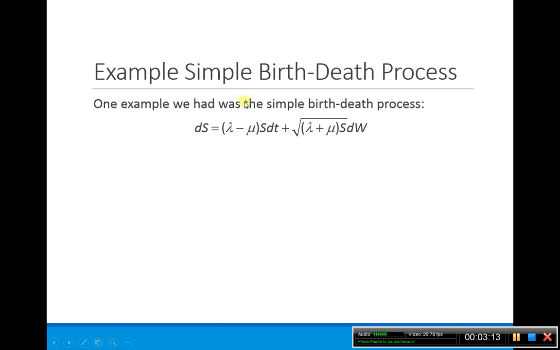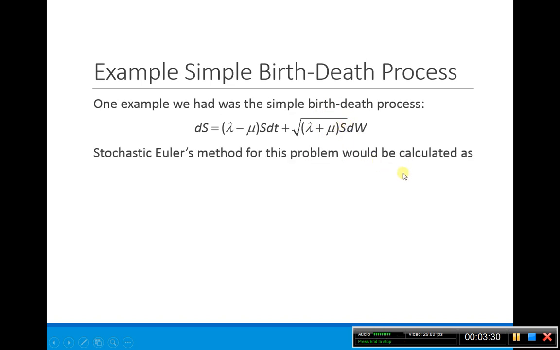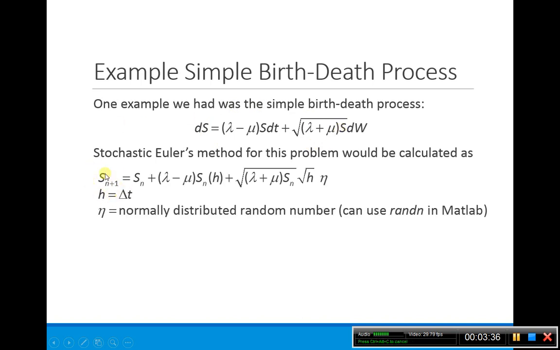So how do we implement this for actual stochastic differential equations? This is our example that we derived previously, where we had our simple birth-death process, and this was our mu or our f, and this was our b or our g. For this problem, the way that we would approximate this is we would say our s at the next time step is our s of the previous, plus this term evaluated at our previous time step times h, where h is given by delta t.